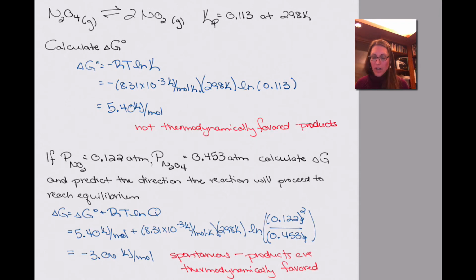And so we see that we've got this relationship that the conditions that we're under, those concentrations, can change. And actually, if you look at Q, this value for Q is 0.0329, which is less than Kp, and so we know we need to form more products in order to reach equilibrium. So again, products are thermodynamically favored at this time. Thermodynamically favored, we're moving towards equilibrium.